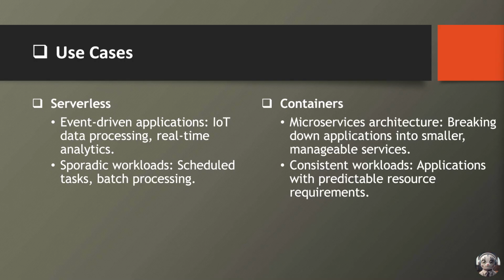First is event-driven applications. This includes scenarios like IoT, Internet of Things, data processing, and real-time analytics. With serverless, you can efficiently handle bursts of incoming events without worrying about provisioning or managing servers. For example, imagine a smart home system where sensor data triggers automated actions, such as adjusting room temperature based on occupancy. Next is sporadic workloads.